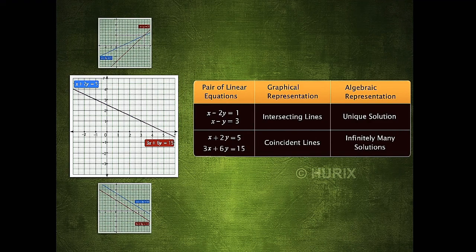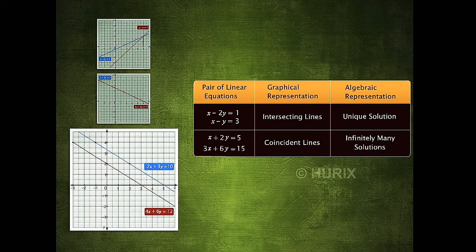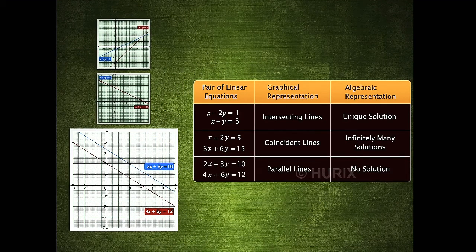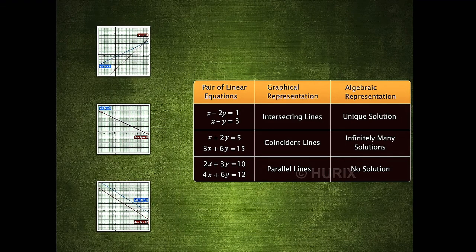Now, let's compare the coefficients corresponding to the variables to establish the relation between the pair of equations. A pair of linear equations in general form is a1x plus b1y plus c1 equals 0 and a2x plus b2y plus c2 equals 0. For each pair of linear equations, we compare a1 over a2, b1 over b2, and c1 over c2.